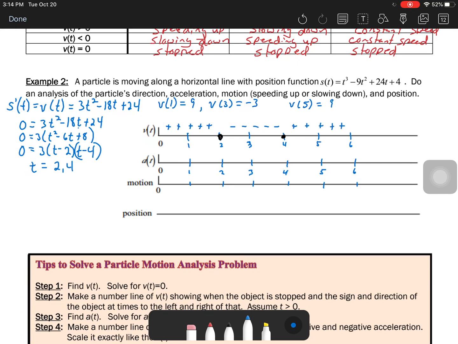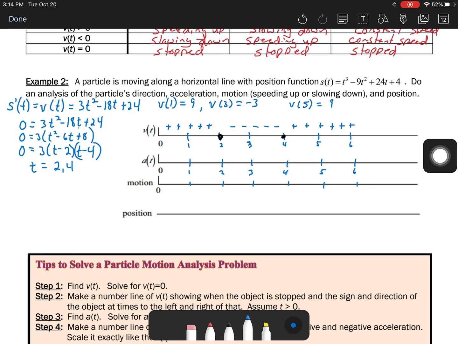Because those are my only critical values, these are the only times that it stops. It can't change directions again. So these are basically the directions. It's moving right. It stops at 2. Now it's moving left. It stops at 4. Now it's moving back to the right again.